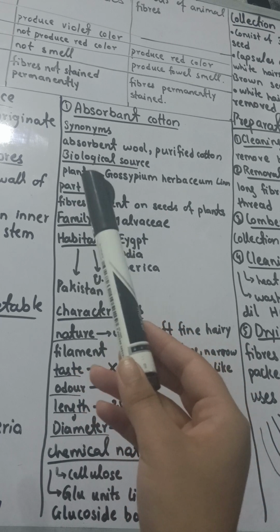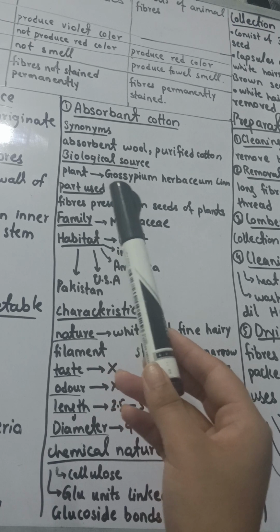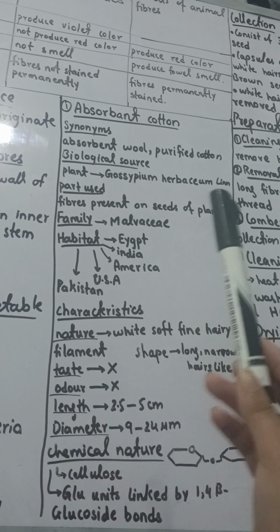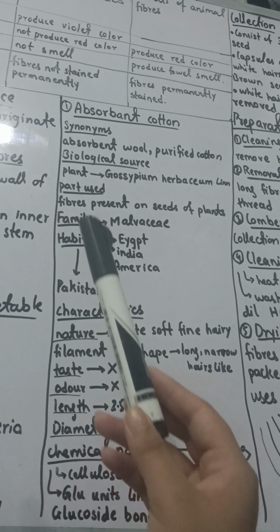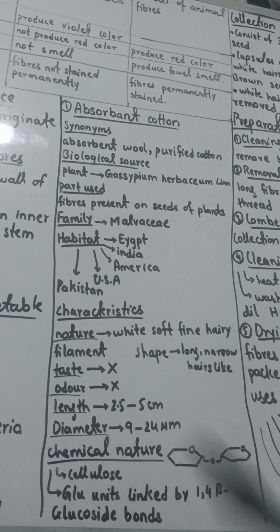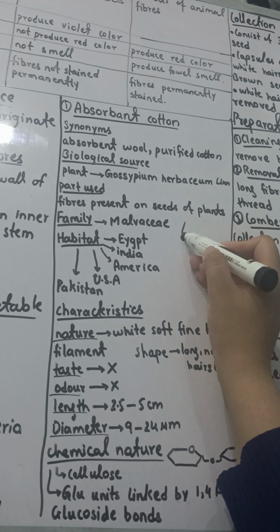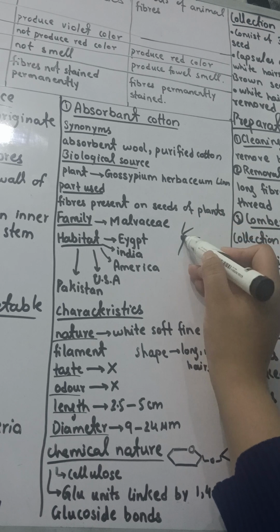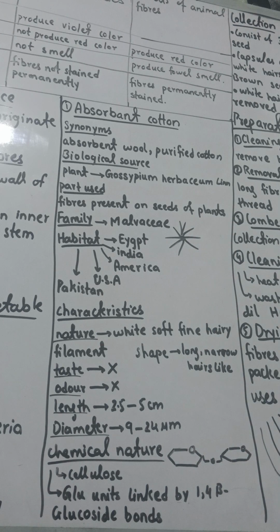A plant from which cotton is obtained, and this plant name is Gossypium herbaceum Linn. What is the part used from where these fibers originate? Actually, on the seed of that plant various kinds of fibers are attached. I am drawing a diagram here: this is the seed of that particular plant, and on this seed various kinds of hair-like filaments are present. These fibers are collected, the seed is removed, and these fibers will form cotton.